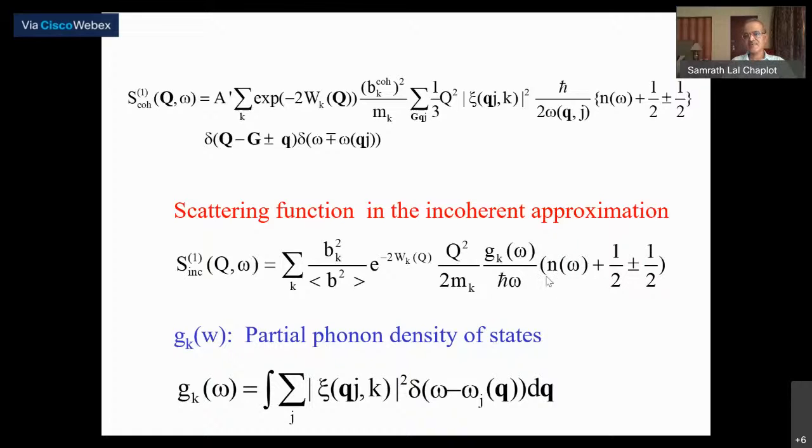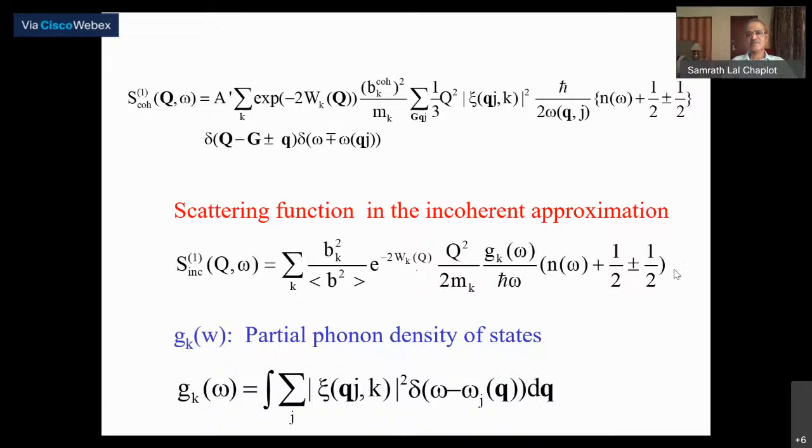Essentially, of course, you still have the terms corresponding to the phonon population, and you have now not the individual phonons, but the phonon density of states. Actually, it's a partial phonon density of states corresponding to each atom, weighted by its corresponding scattering length squared and divided by mass. The Q squared term is also there. The de Broglie factor is also there. So you have a simplified expression which does not have the phase terms.